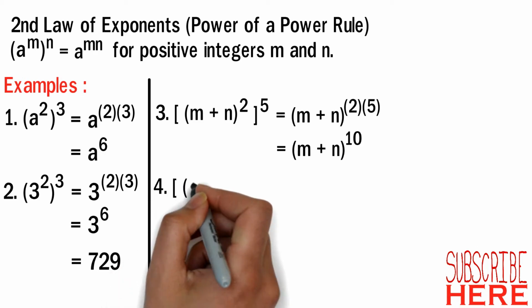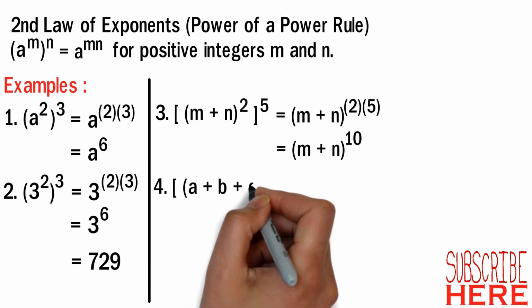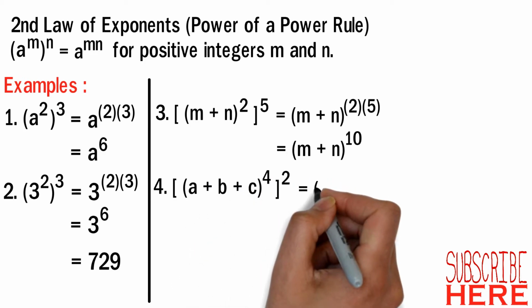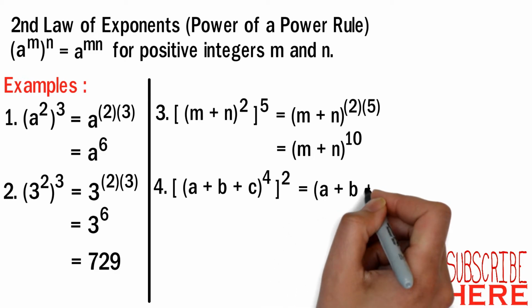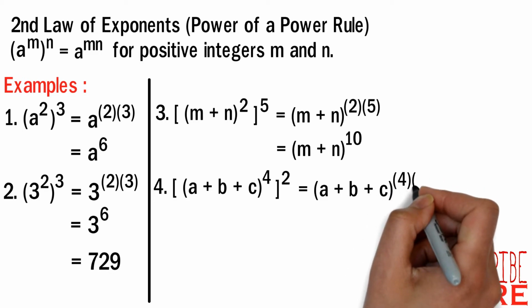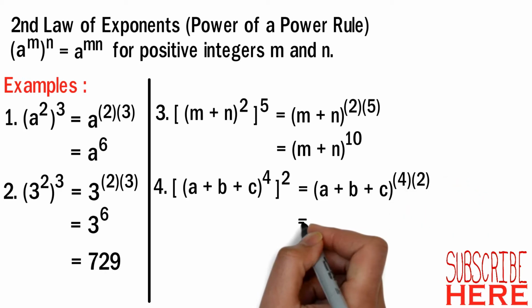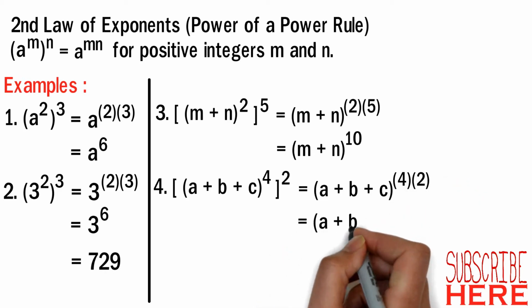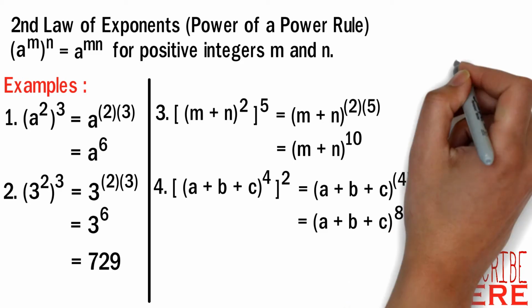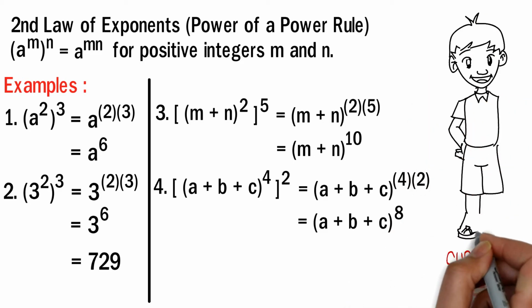Example number 4, ay quantity a plus b plus c raised to 4, squared. Just copy the base which is a plus b plus c and multiply the exponent inside to the exponent outside. Kaya magiging 4 times 2. At ang final answer, student, ay quantity a plus b plus c raised to 8. At ayan, ang second law of exponent, student.